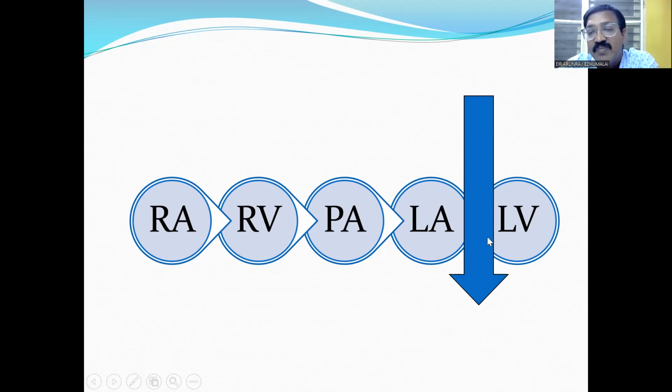So left atrial volume increases. The left atrium, all this pressure, left atrial pressure increases, then it goes into the pulmonary veins. So the lungs get congested, pulmonary edema occurs, orthopnea and PND occur.